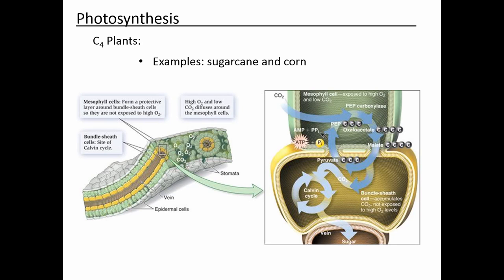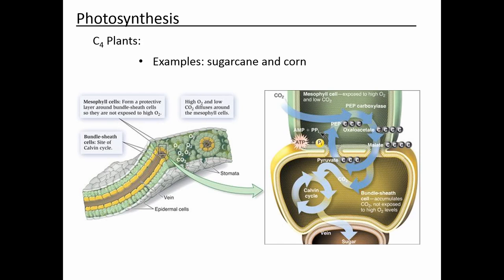Remember, C3 plants do not separate initial carbon fixation from the Calvin cycle. In C3 plants, initial carbon fixation is the first step of the Calvin cycle, so there's no separation. In C4 plants, you separate these two processes. This picture shows you the mesophyll cell, and this is the bundle sheath cell. This is showing initial carbon fixation, and then the Calvin cycle happens in the bundle sheath cell.